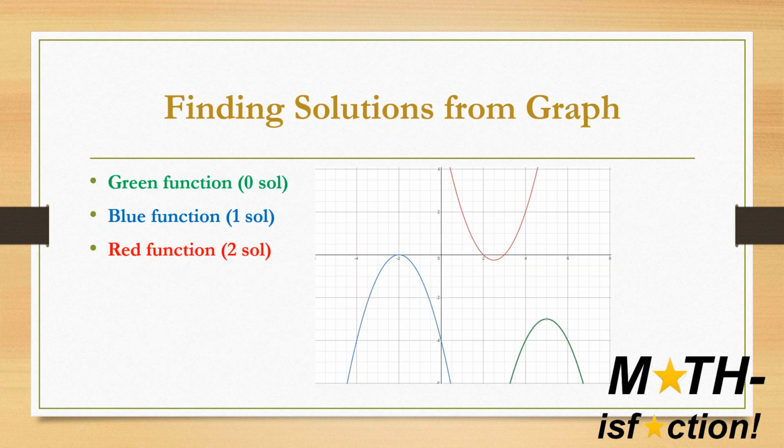The graph yields one of these three results. No solution, because it is entirely above or below the x-axis. You can see that with the green function. One solution when it touches but does not cross the x-axis. You can see that with the blue function. Or two solutions if it intersects the x-axis at two unique points, and that is demonstrated with the red function.